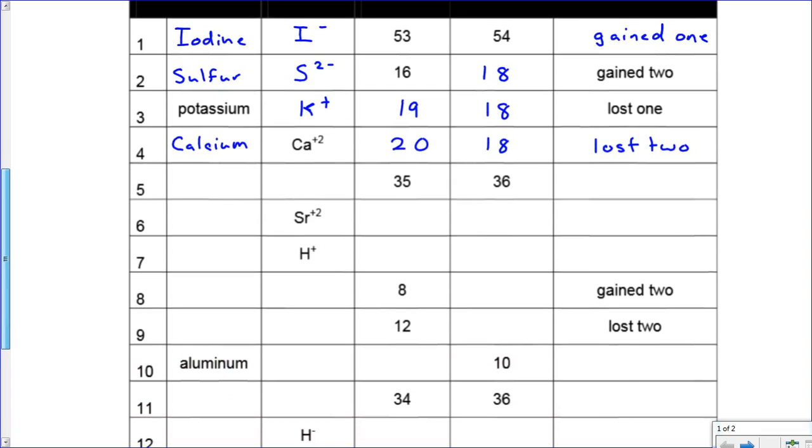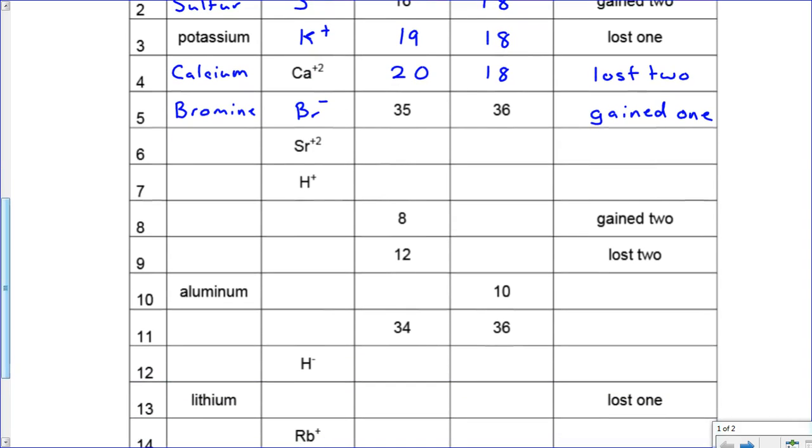Number 5, we see that it has 35 protons. If it has 35 protons, that identifies it as bromine. Symbol here is Br. You can see there that it has gained 1 extra electron. And that makes it Br minus.